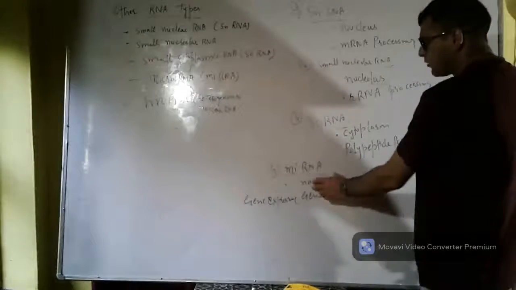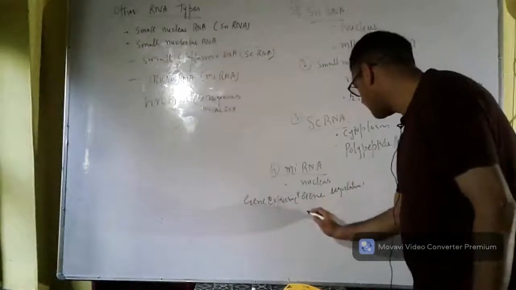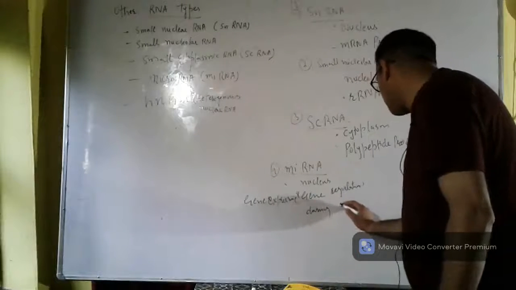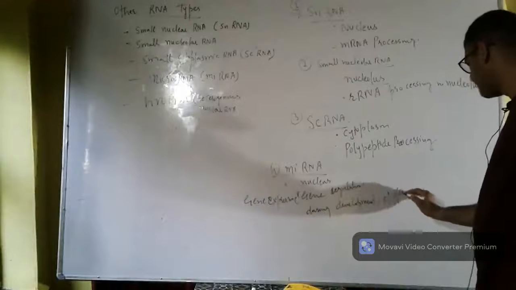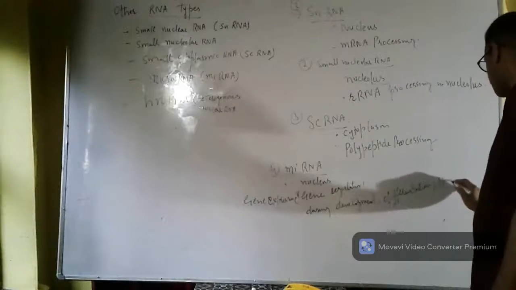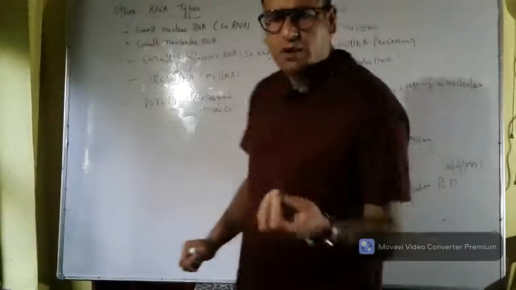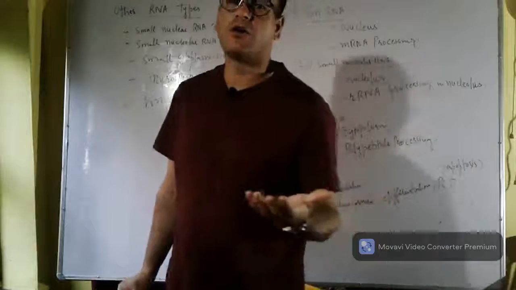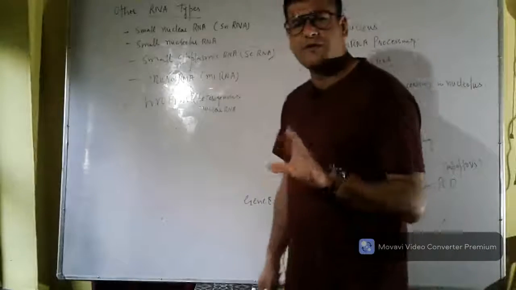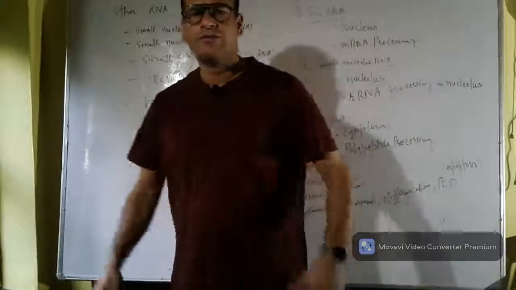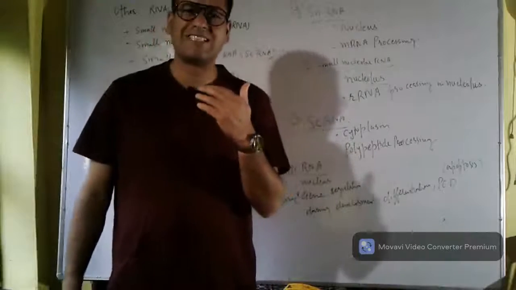This microRNA is found in the nucleus, and they have a role in gene expression and gene regulation during development, differentiation, and programmed cell death, what is called apoptosis. This programmed cell death means the death of a cell in a programmed way. It is called apoptosis or simply programmed cell death. These microRNAs are involved in gene expression and gene regulation, which takes place during the development of an organism, during differentiation, and during the programmed cell death of an organism, what is called apoptosis.